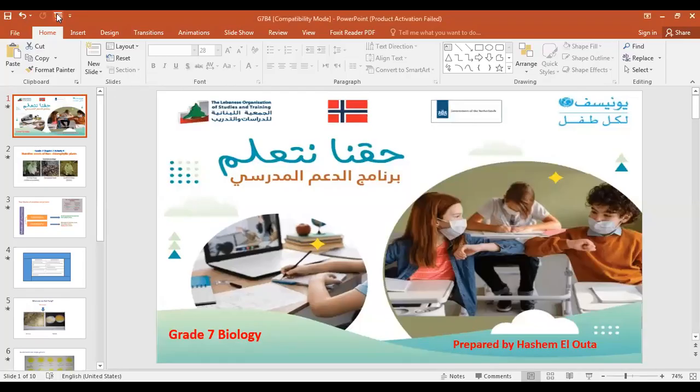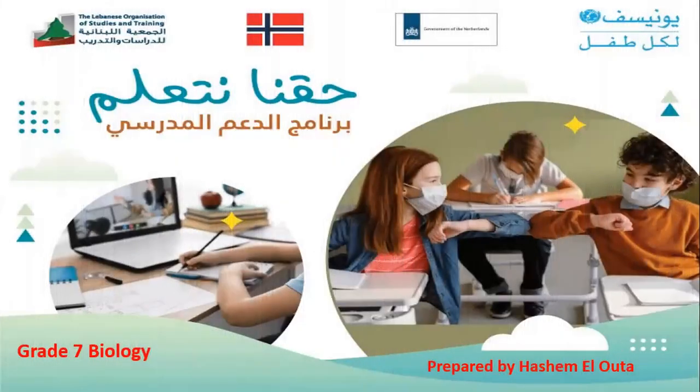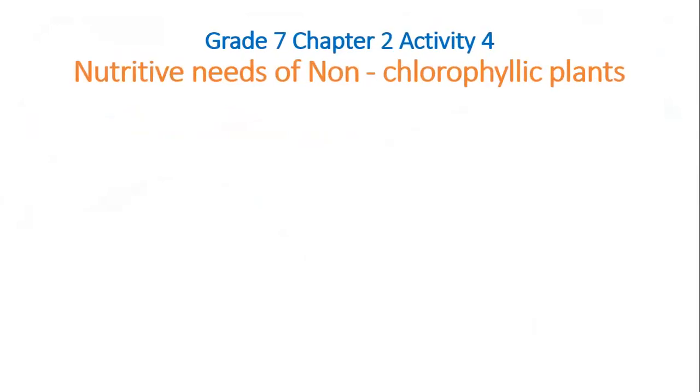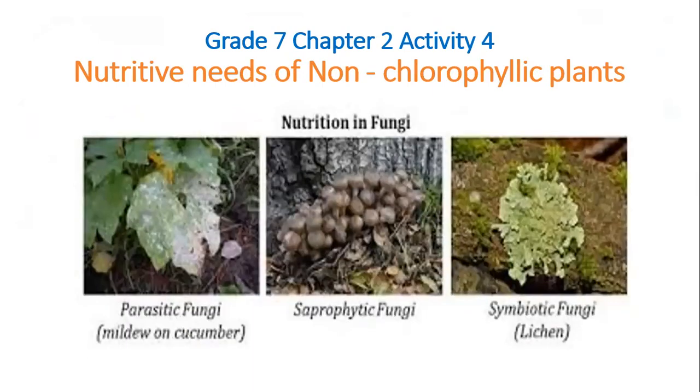Hello, grade 7. Today we are going to continue our lesson about the nutritive needs of non-chlorophyllic plants. There are two categories of plants: chlorophyll plants, which use chlorophyll and make photosynthesis, and non-chlorophyll plants. We will see it in this chapter. These are examples of non-chlorophyllic plants: parasitic fungi, and others.